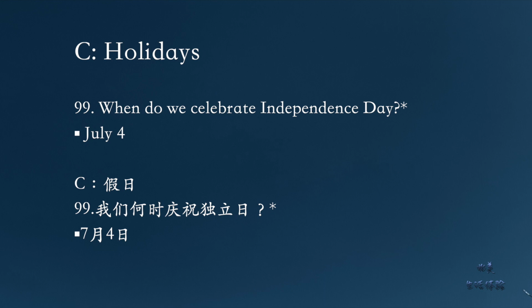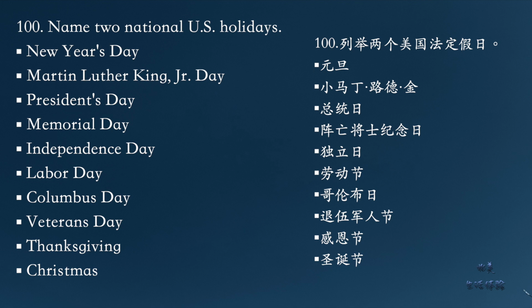C. Holidays. When do we celebrate Independence Day? July 4th. Name 2 national U.S. holidays. New Year's Day, Martin Luther King Jr. Day, President's Day, Memorial Day, Independence Day, Labor Day, Columbus Day, Veterans Day, Thanksgiving, Christmas.